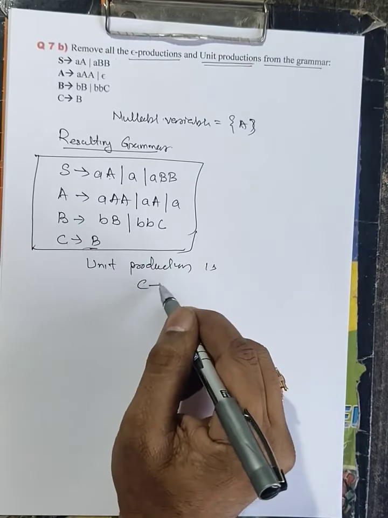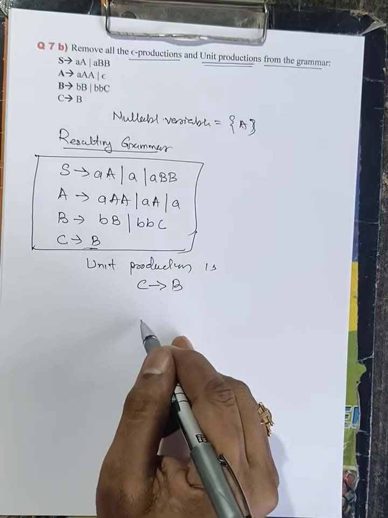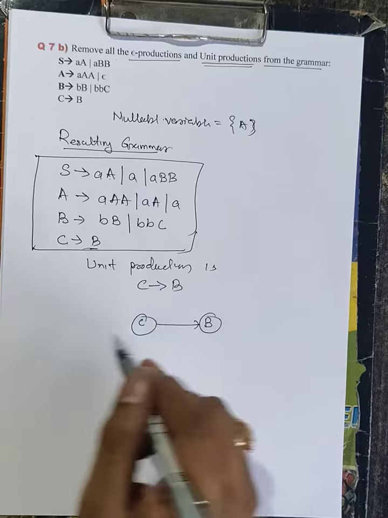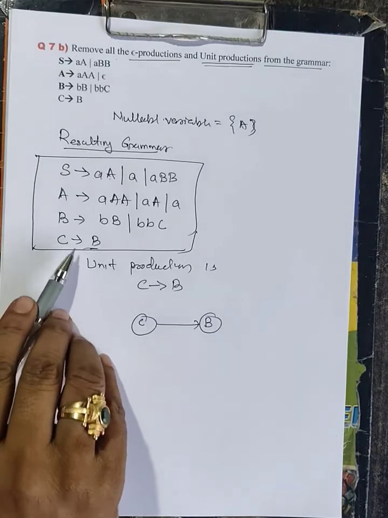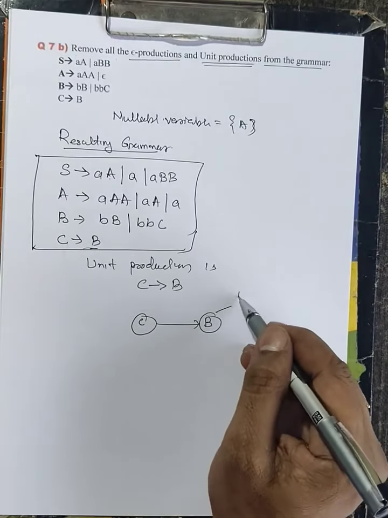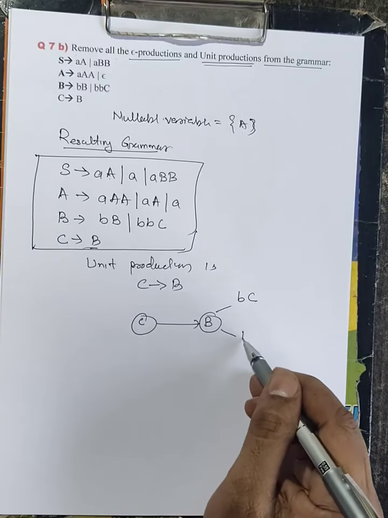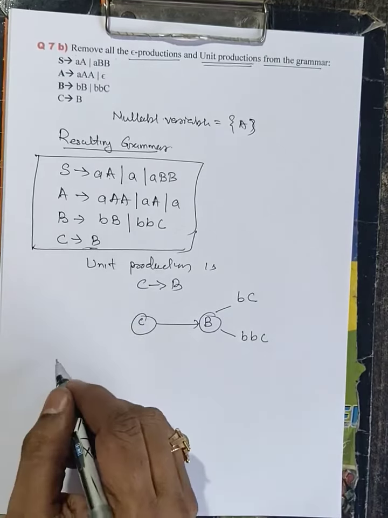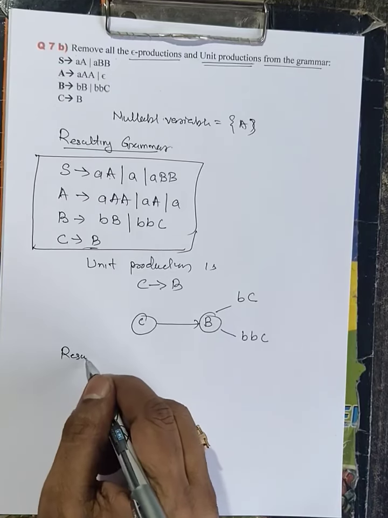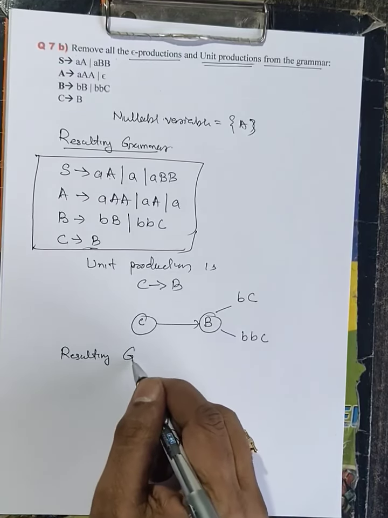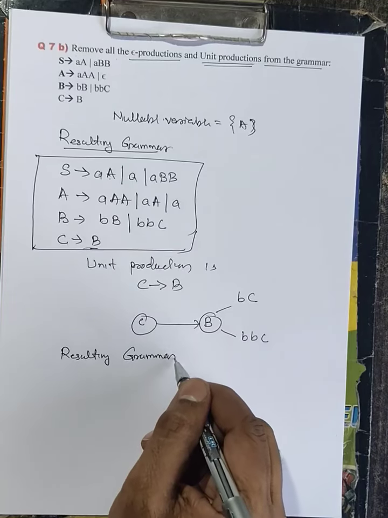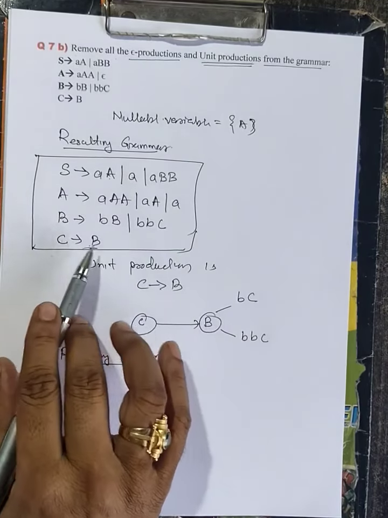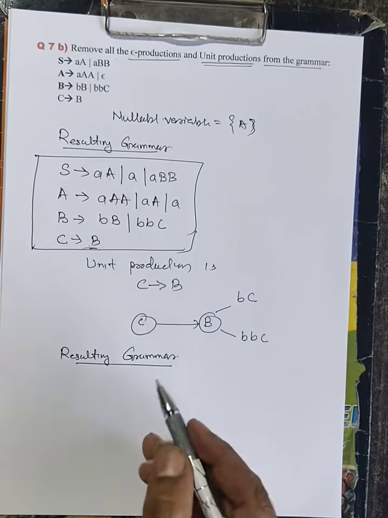Unit production is C produces B. In my dependency graph, C can produce all productions of C and D, but C cannot produce anything else. That means B produces BC or BBC. After eliminating unit production, here only C produces B, meaning C can produce all productions of B. Only one unit production is there.